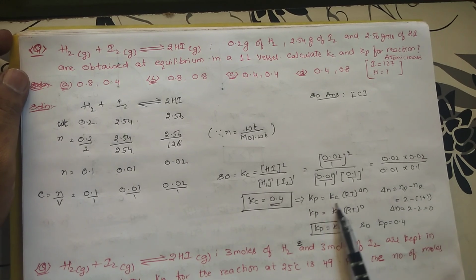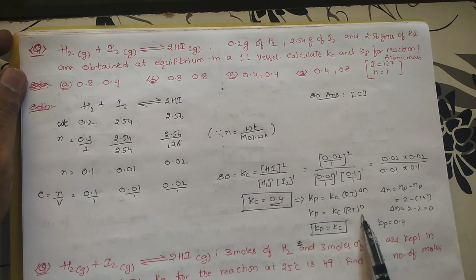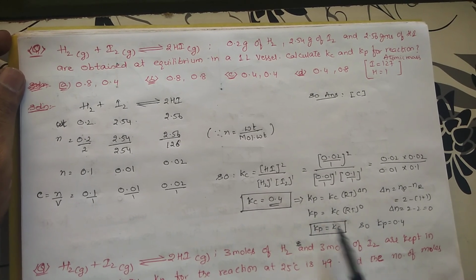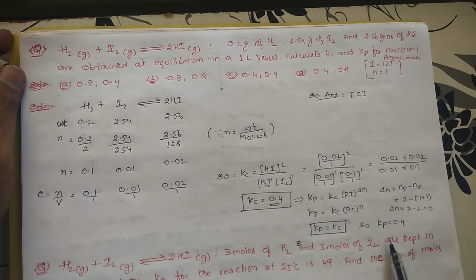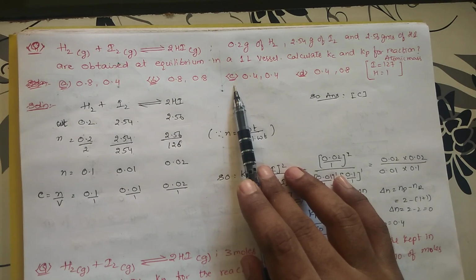So Kp is equal to Kc RT whole power delta N. Delta N is 0, and anything to the power 0 is 1. So this is Kc into 1. So Kp will be equal to Kc. I know that the Kc value is 0.4. Then automatically the Kp value will also be equal to 0.4. So the answer will be C.